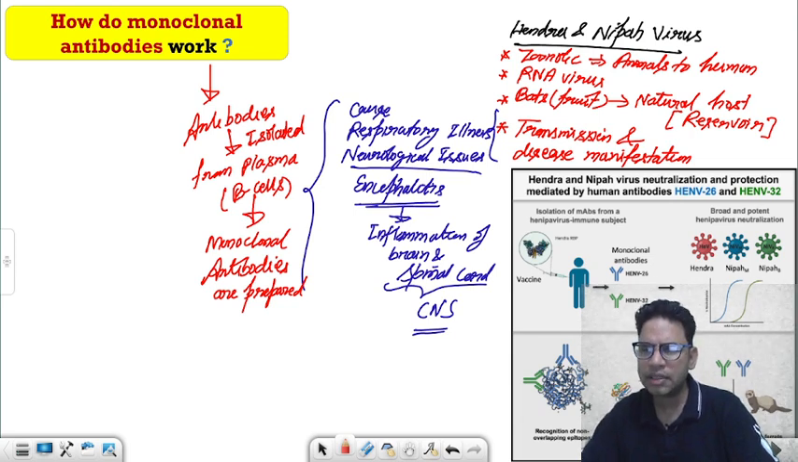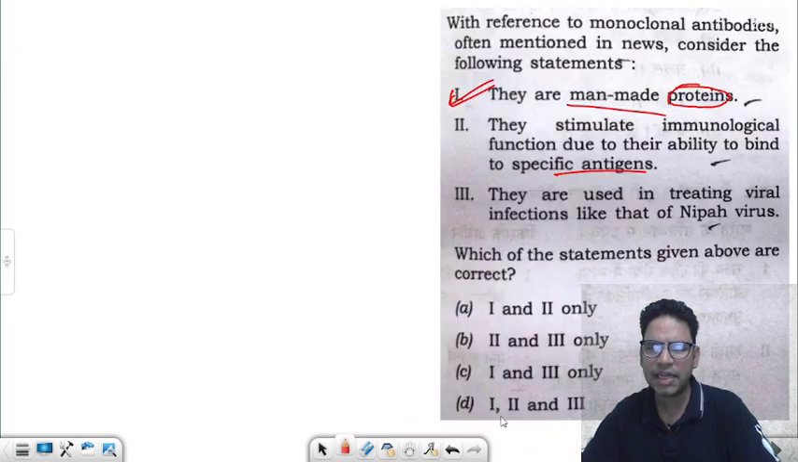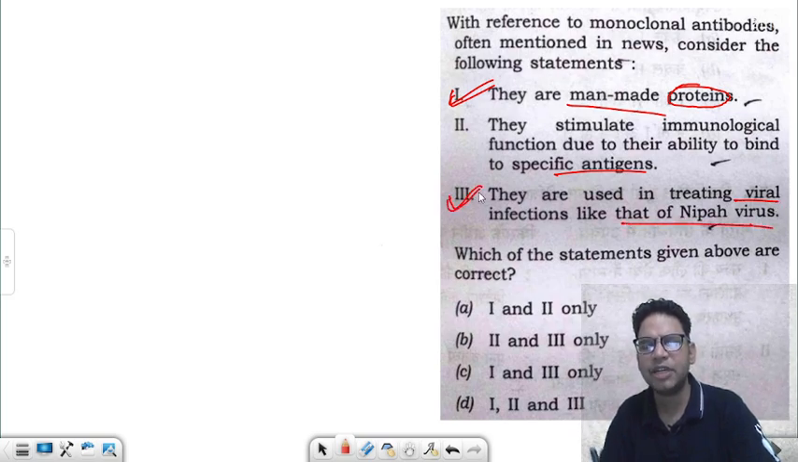This question has been asked in your question paper. They are used in treating viral infections like that of Nipah virus. Yes, because it was in the news also, and this is why UPSC asked this question. So this is correct. The second is also correct.